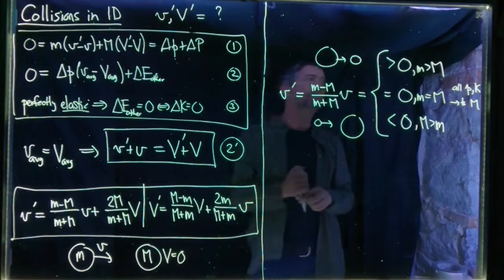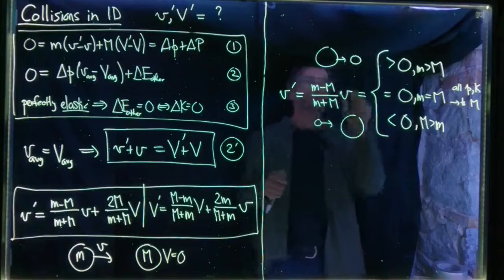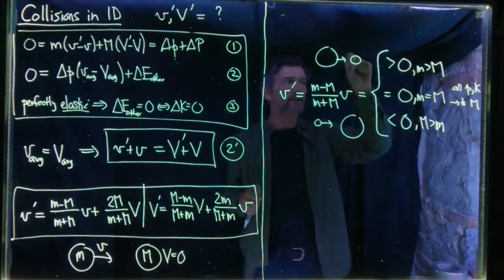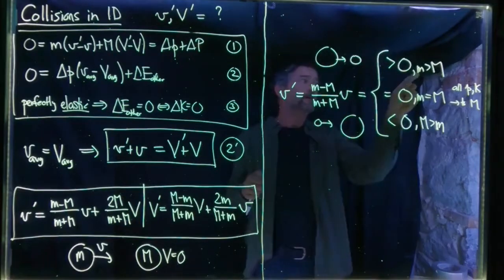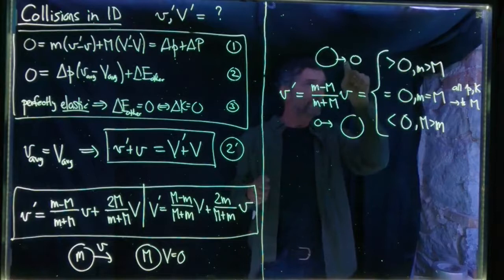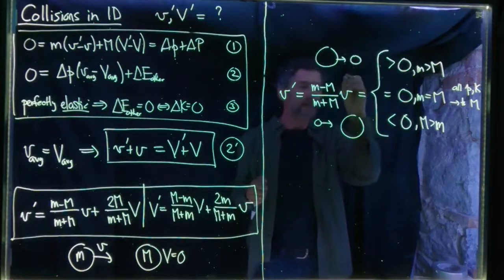Then we can take the extreme case of this mass becoming like a tiny grain of sand and this being a big heavy thing. When that happens, that means big M, the mass of this guy, is tiny compared to little m.